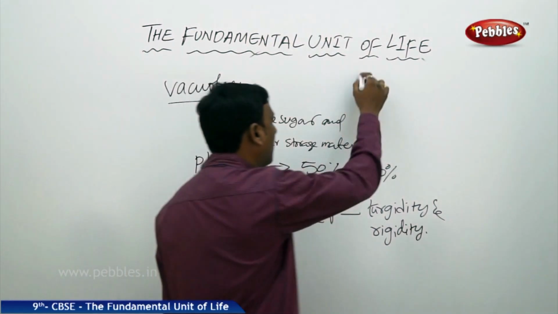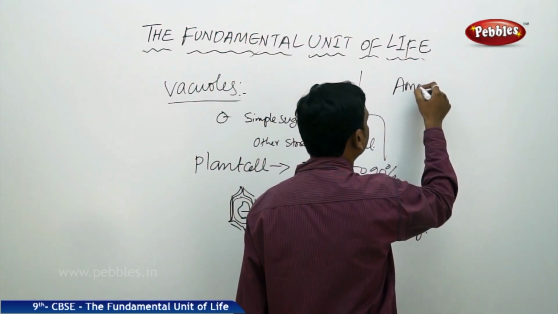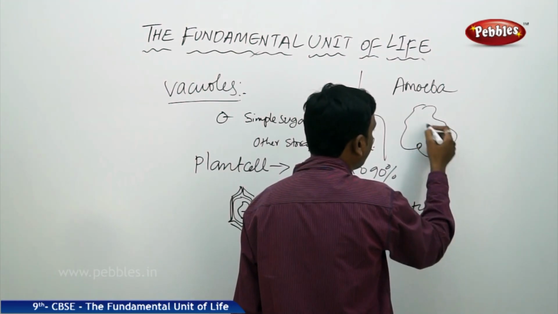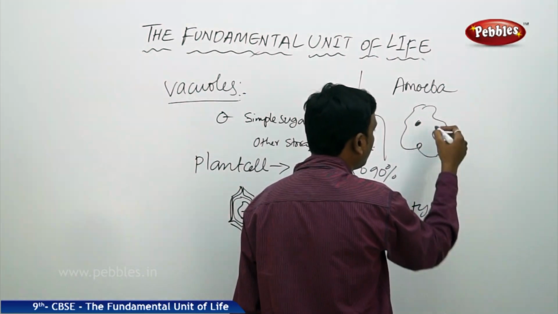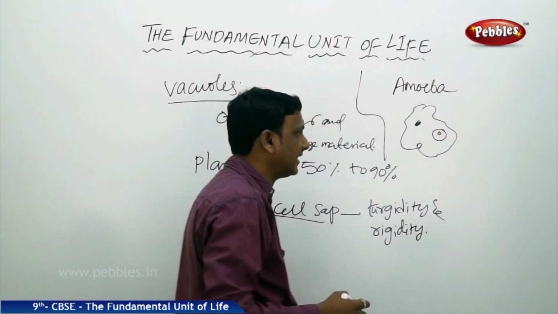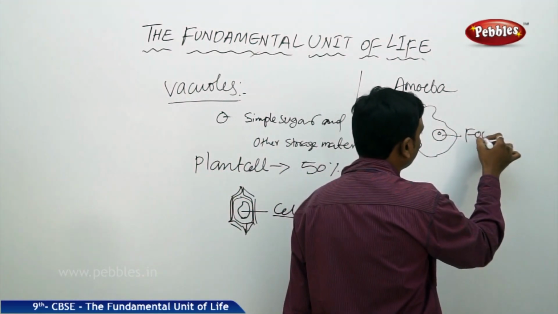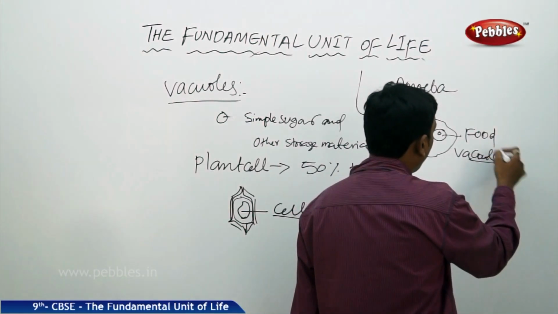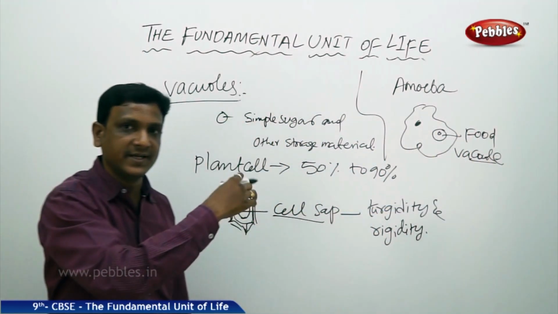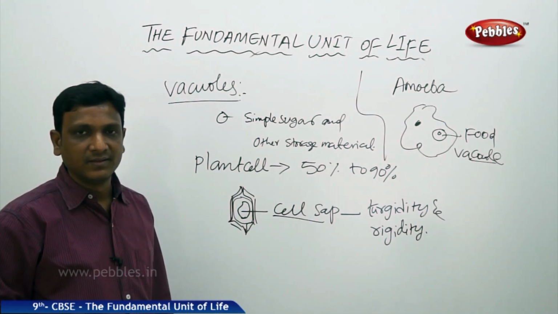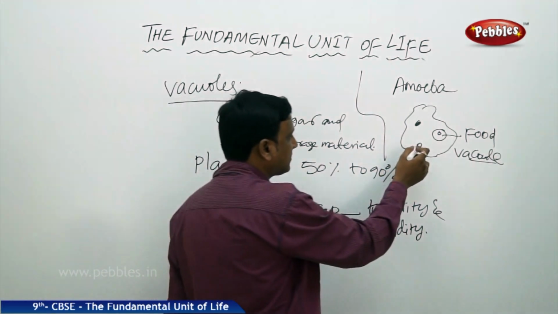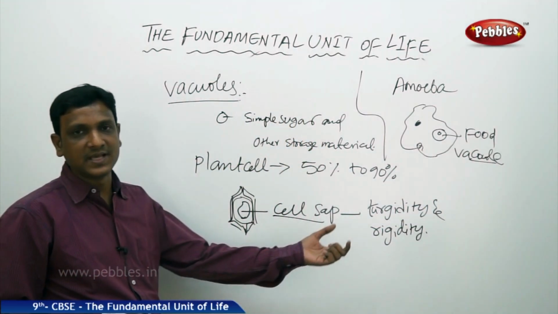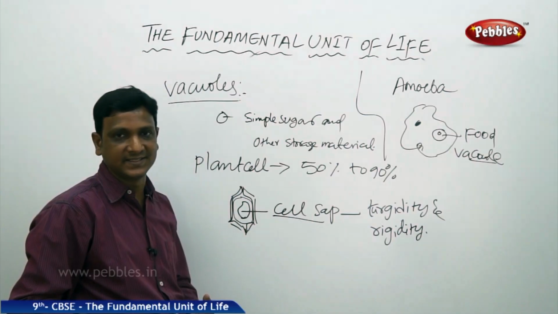If you see the case of amoeba, whatever food it takes inside its body is stored in a vacuole called a food vacuole. So the food vacuole is the place where the food is stored and it is even digested. And when the waste is about to be excreted, you call it a contractile vacuole. So in this way, the vacuoles help amoeba in taking the food, digesting and excreting.